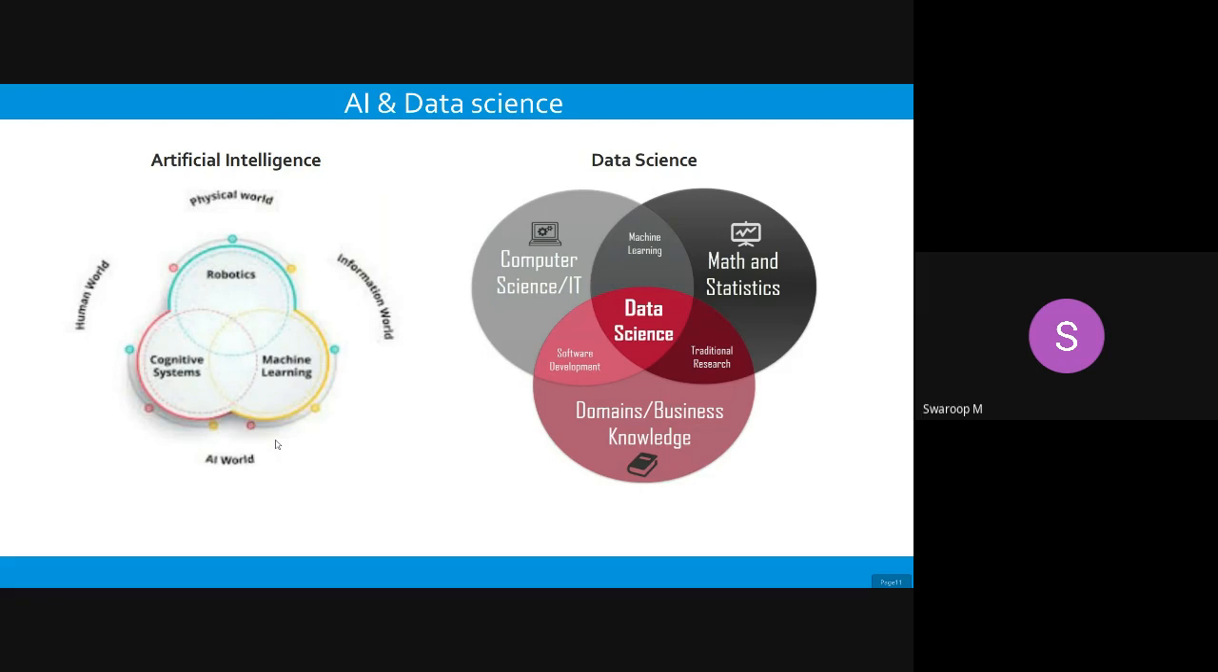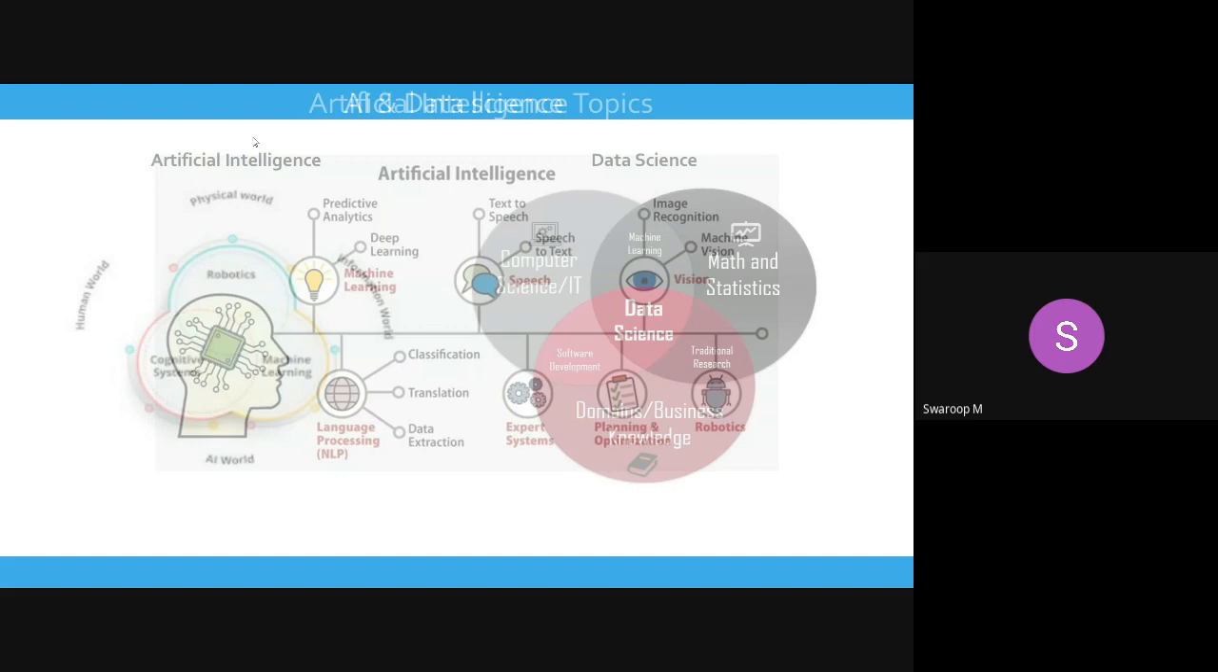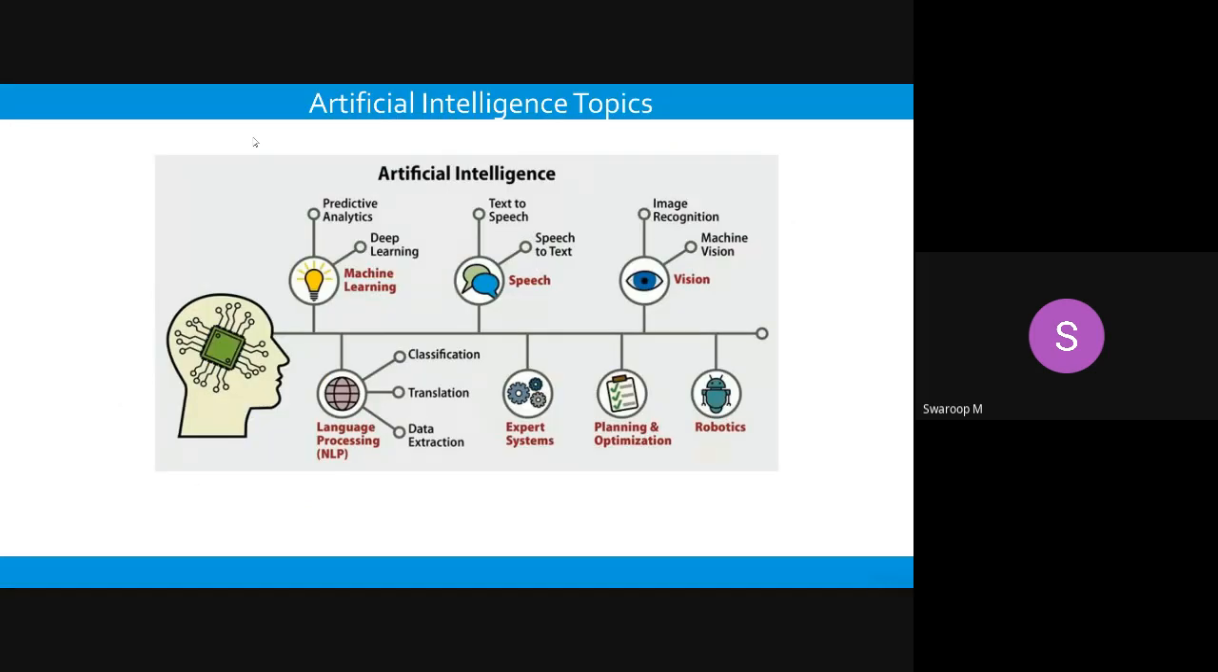So data science, as we have discussed, is a combination of computer science, math and statistics, and domain knowledge, where software development, machine learning, and traditional research are involved. It also has relevancy to AI, artificial intelligence. Nowadays, it's a big buzzword, right? So these are concepts generated with the help of AI, which a data scientist can also do.